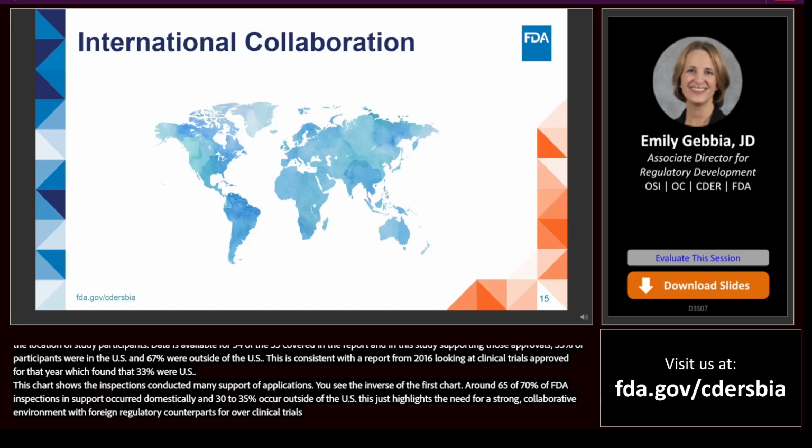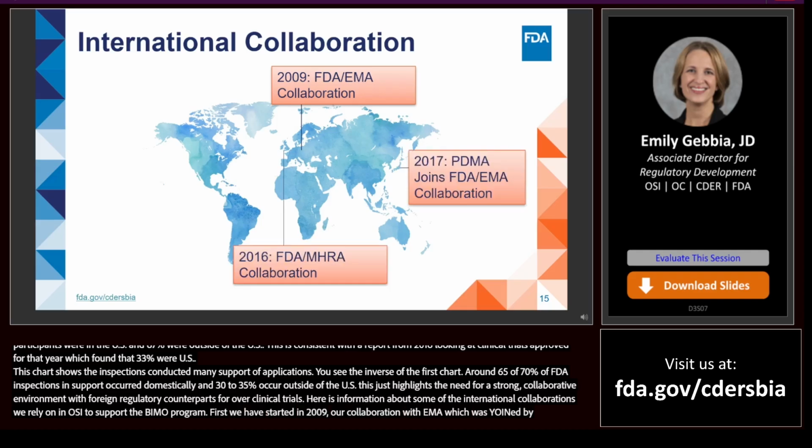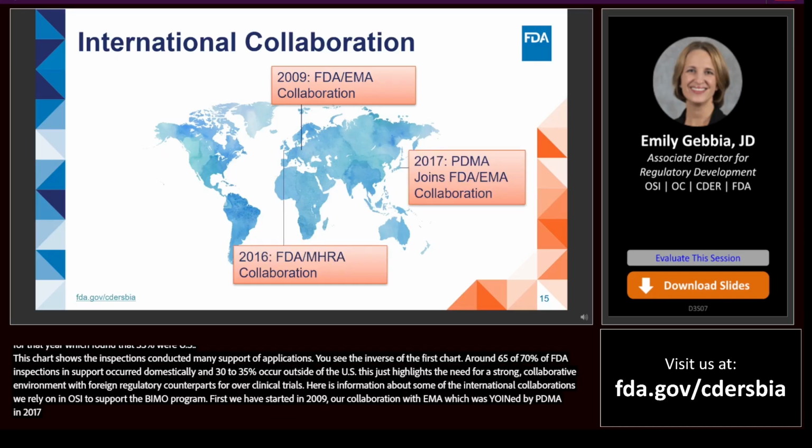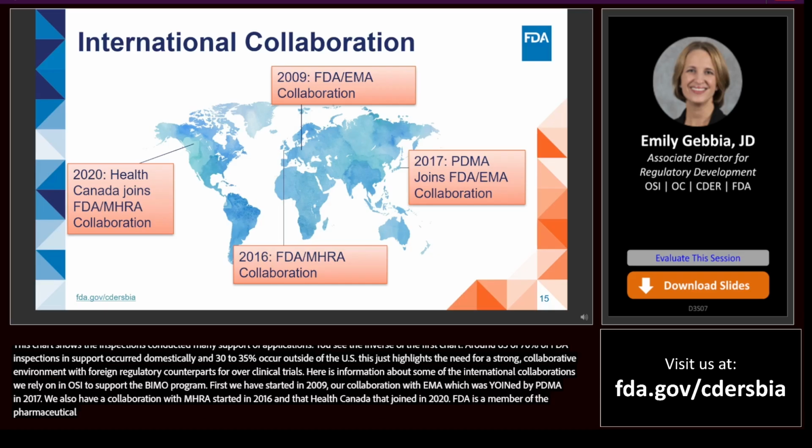And here is information about some of the international collaborations we rely on in OSI to support the BIMO program. First, we started our collaboration with EMA in 2009, which was joined by PMDA in 2017. We also have a collaboration with MHRA that was started in 2016 and that Health Canada joined in 2020. FDA is also a member of the Pharmaceutical Inspection Co-operation Scheme, or PIC/S, and participates in its Good Clinical Practice Group and its Joint Visits Program, which allows for comparison of inspection procedures and techniques.